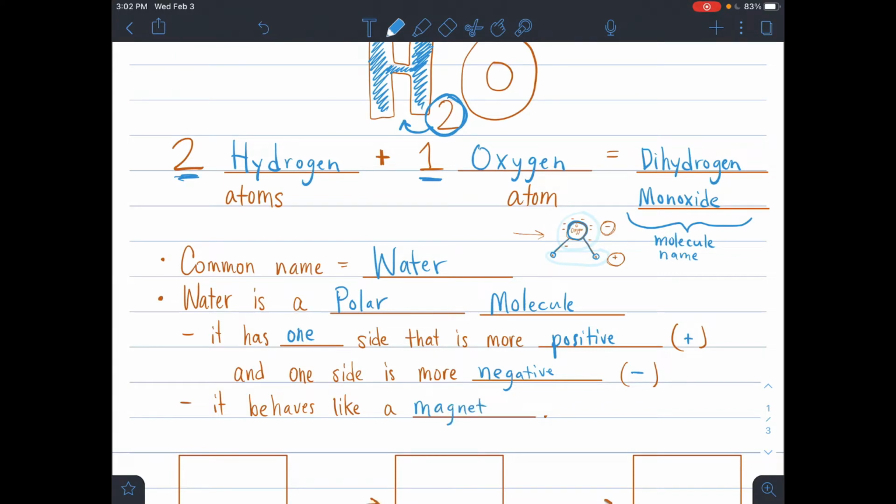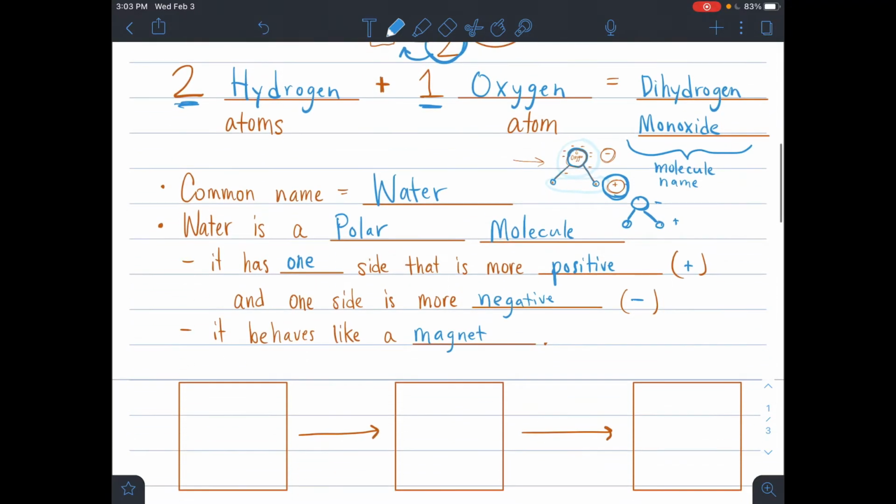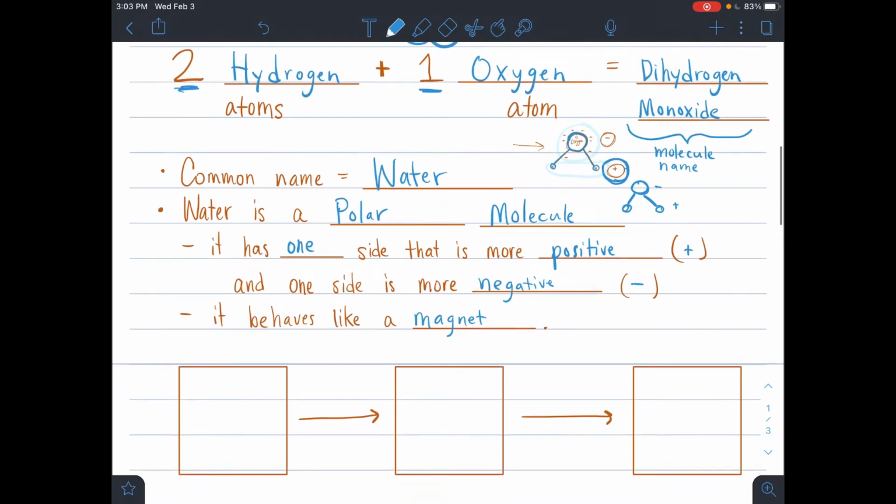So when water is around other water molecules, it actually wants to pair up with those water molecules. And when it does, this more positive side of the water molecule is going to want to pair up with a more negative side of another water molecule. So we end up seeing if that's another water molecule, they end up stacking in this fashion. So they actually are going to orient themselves in a very specific way because they're a polar molecule. One side is positive and one is negative.